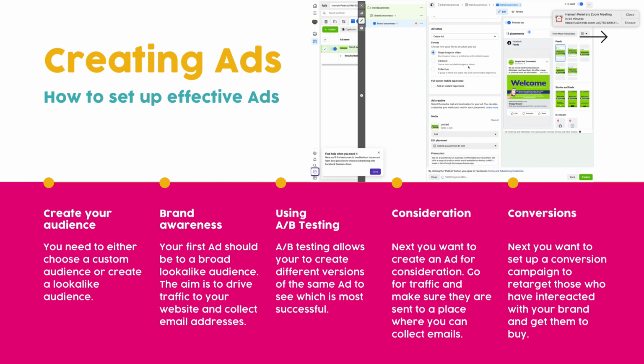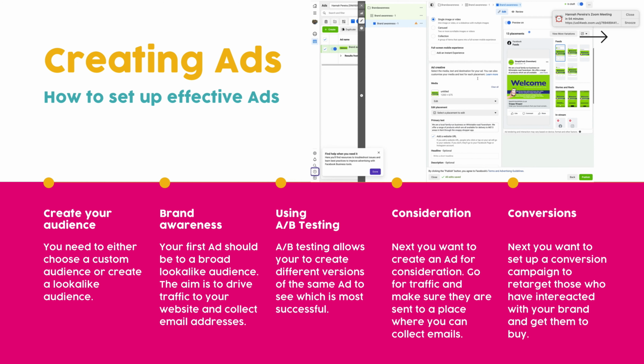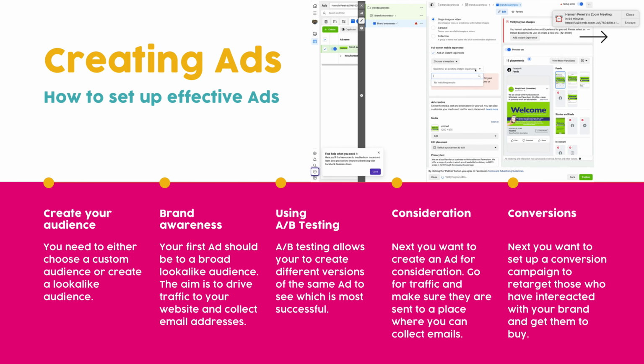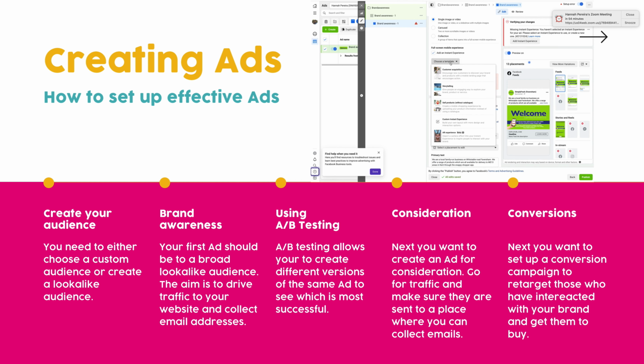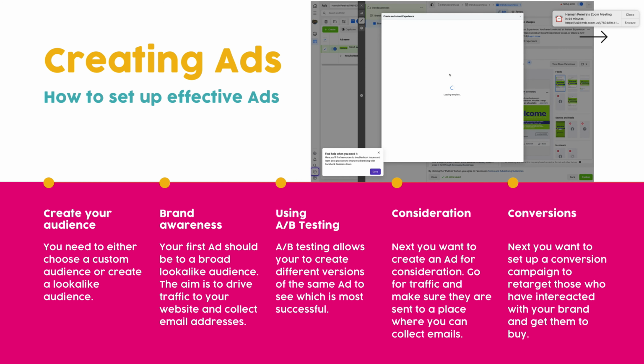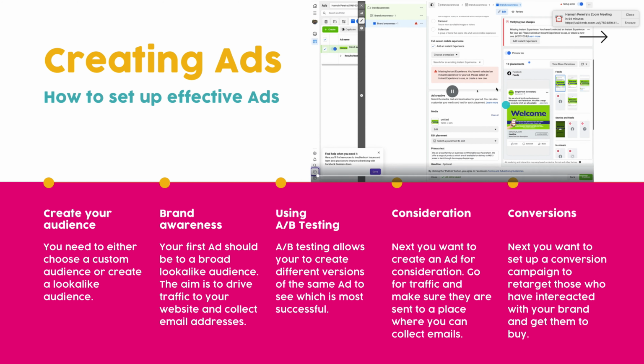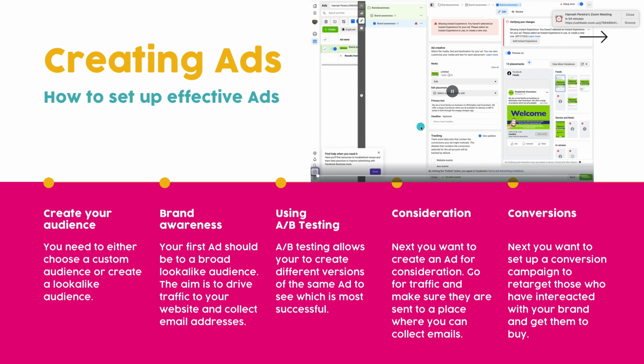What you also want to do is use A and B testing. So A and B testing allows you to create different versions of the same advert. So you can change the headline, you can change the images on it, you can change the demographics of the people that you're targeting, and that will all go out at the same time, so you can see the best results. You also want to create an instant experience on there that seems to get the best kind of response.